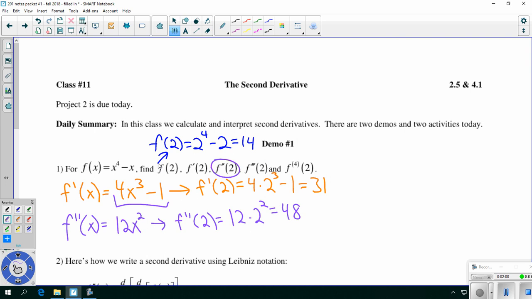Okay, well, that was so much fun. Let's do it again. F triple prime of x. So that would be the derivative of f double prime, the derivative of the second derivative. The derivative of 12x squared, 2 comes down, 24x to the first. I won't write the 1. And then we can plug in 2 for x. So 24 times 2 also happens to be 48.